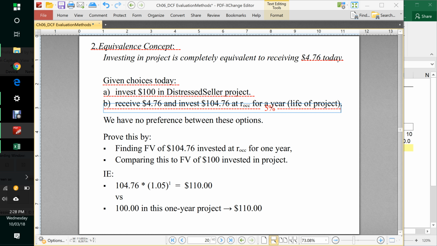And what we find is in both cases, at the end of a year, we're going to wind up with $110. So here's the 100 plus the 4.76 someone just threw at us. We throw that into our opportunity cost investment. We get $110. On the other hand, same riskiness, we put 100 into the distressed seller project. We get the same thing. So investing in this project is completely equivalent to someone throwing $4.76 in our face today. All right, that's it.